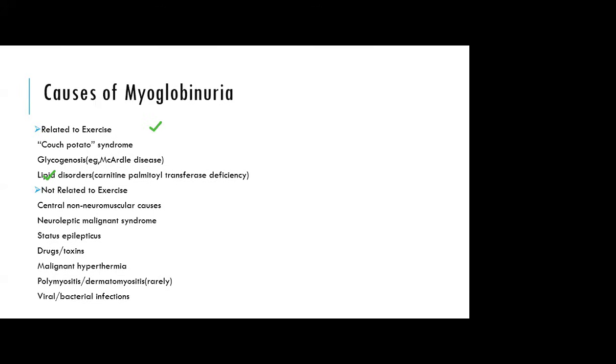Then we have McArdle's disease, a glycogen storage disorder, and lipid disorders like CPT deficiency. Then not related to exercise are usually central non-neuromuscular causes: neuroleptic malignant syndrome, status epilepticus, drugs or toxins, malignant hyperthermia. Polymyositis or dermatomyositis are rarely causing it, and viral or bacterial illnesses can also cause myoglobinuria.